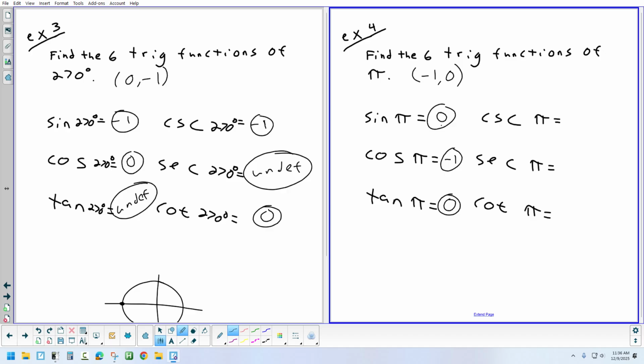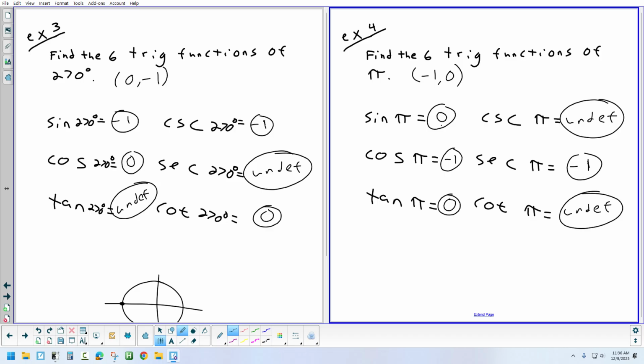Okay, Reese, how about the cosecant? That's undefined because you're flipping 0. Good. How about the secant? -1. And how about the cotangent? That's undefined.